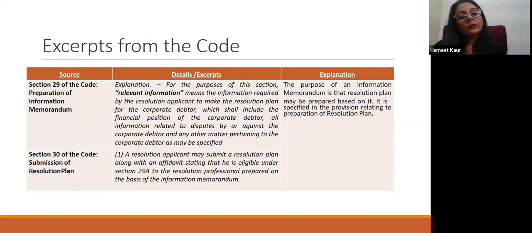Section 29 further has an explanation telling about describing the relevant information, what it means. For the purpose of this section, relevant information means the information required by the RA to make the resolution plan for the CD, which shall include the financial position of the CD, all information related to disputes by or against the CD, and any other matter pertaining to the CD as may be specified. So where has it been specified? It has been specified under the regulations, which we are going through in the upcoming slides.